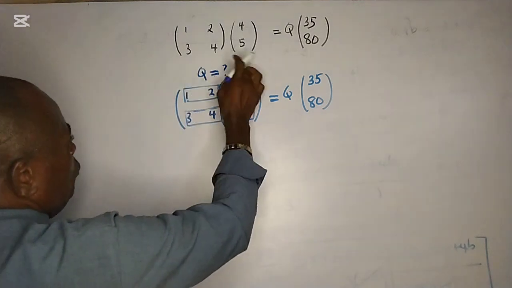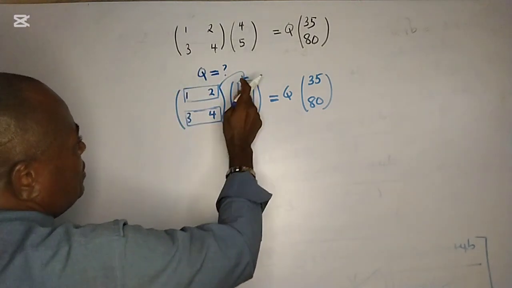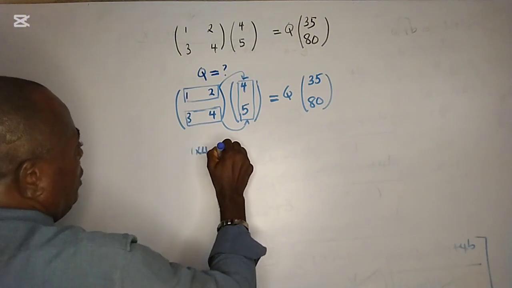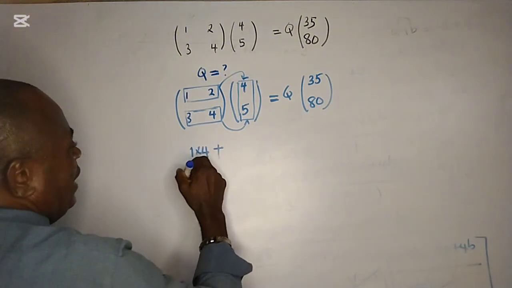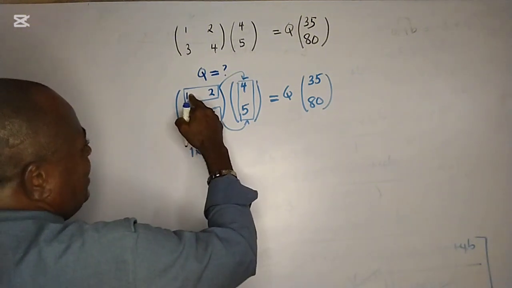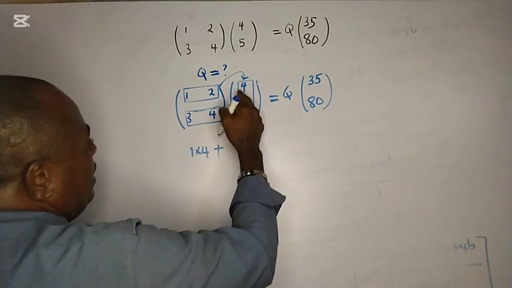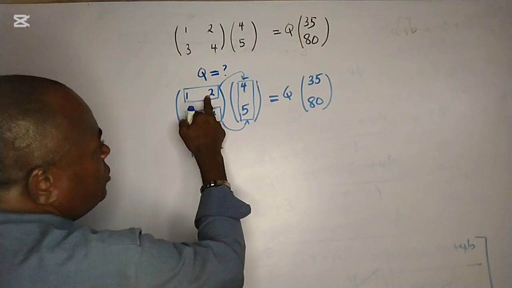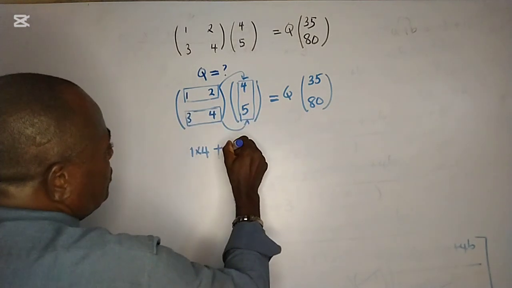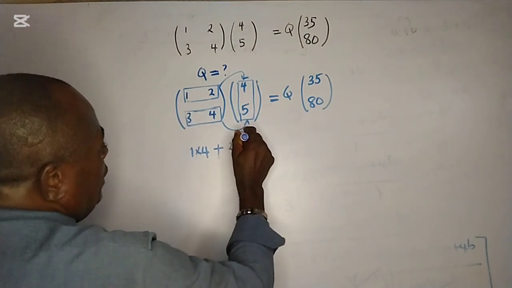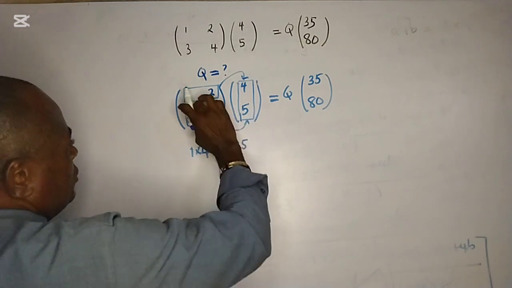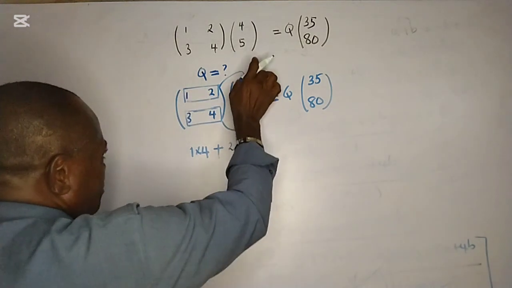Multiplying the row by the column goes this way. 1 times the element 4, you have 1 times 4 plus. I told you, you have to add the product. So you multiply the first element by the first element here, and then plus, you now take the second element, which is 2, multiply by 5. So it's going to be 2 times 5. You finish with this row against the column. So you take this row against the same column.